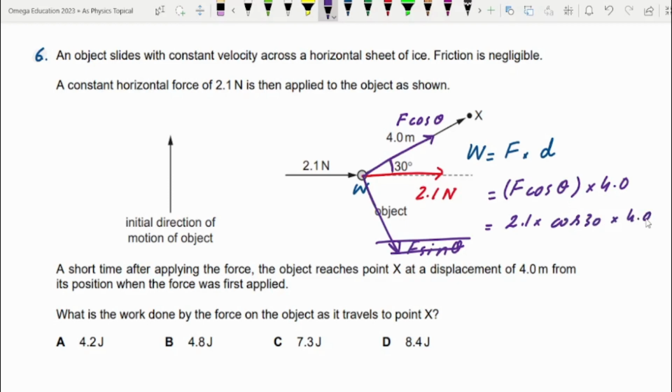times 4.0. Okay, then you hit it on the calculator and you'll be getting C as the right answer. You can just check it out by yourself. You'll be getting C as the right answer, 7.3 to two significant figures.